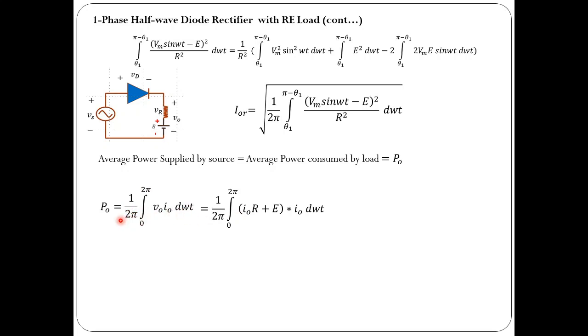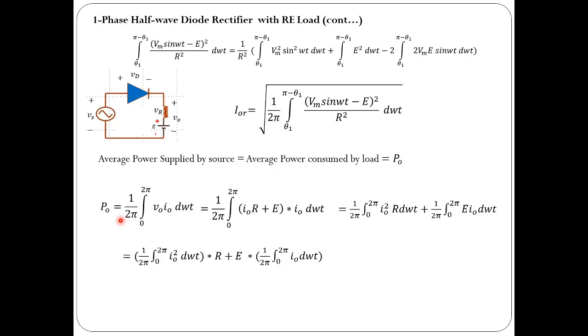You will get the average value of power consumed by the load, which is the same as power delivered by the source. Follow this derivation, and finally you will arrive at this kind of mathematical expression. So P0 is equal to this value into R plus E into this value. And what is this value? This value is equal to the RMS value of I0 square, so IOR square, right?